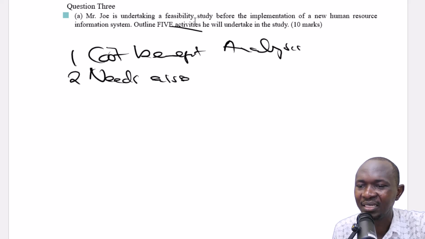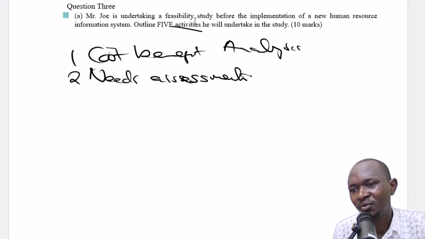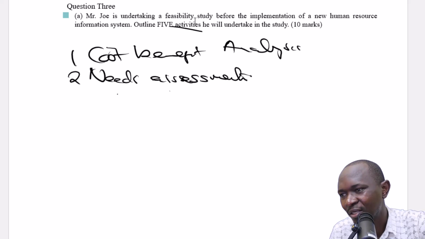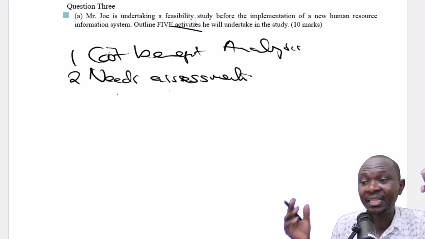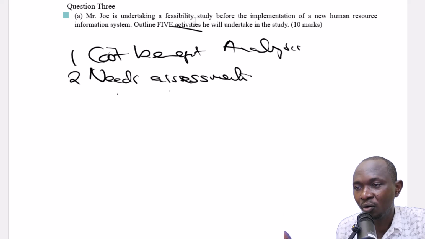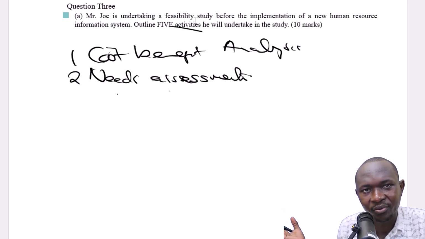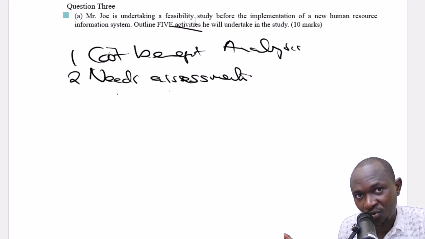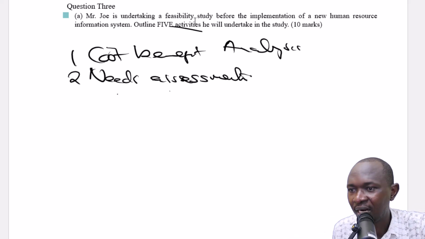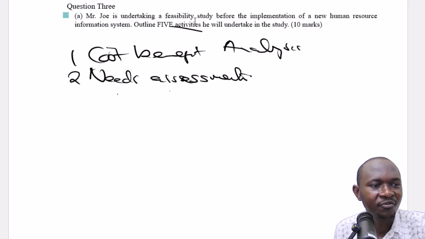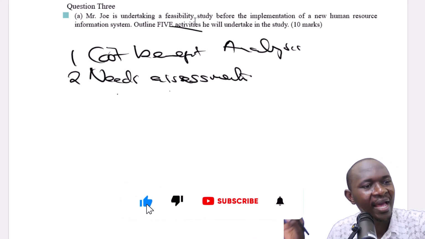Needs assessment. Do we have the need for this human resource information system? Is there a need? If there's no need, then we are just going to buy it for nobody. That will be a white elephant. So there's no need to implement something that is not required or that people are not ready to embrace. So one of the items that we will undertake in the feasibility study is to find out if people actually require it.